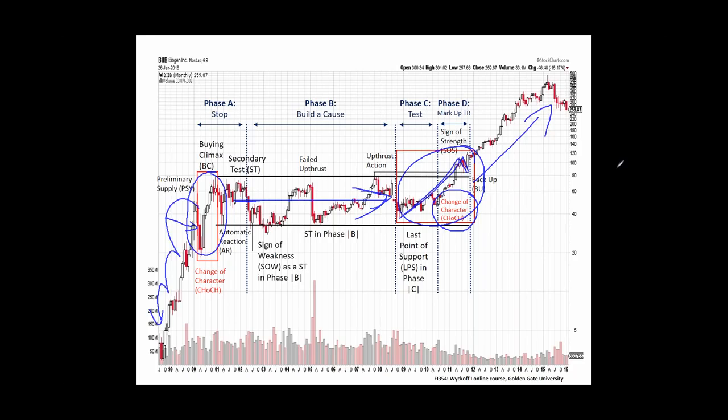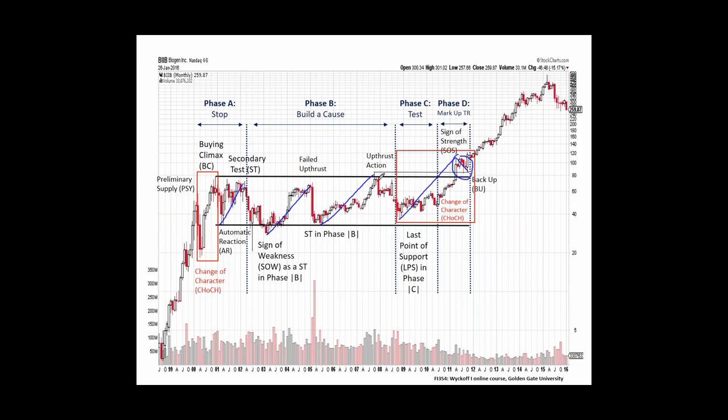So what is this change of character? What's so important about this? Well, if we're going to look at the rally that we have had here, this is the largest rally in the trading range. If we're going to look at the reaction rate here, this is the smallest reaction that we have encountered in this trading range. So therefore, something completely different is happening for the first time.